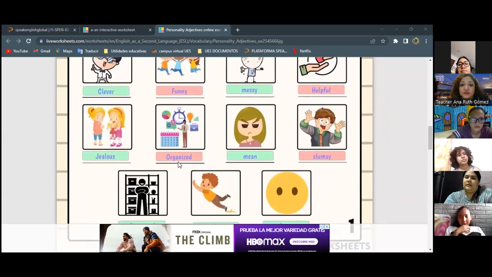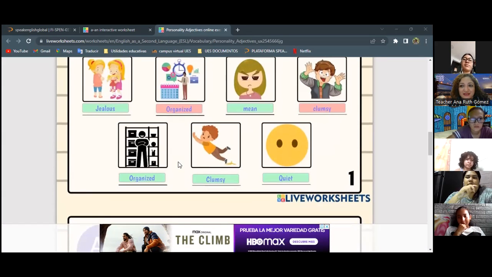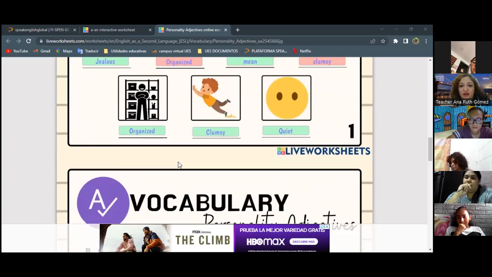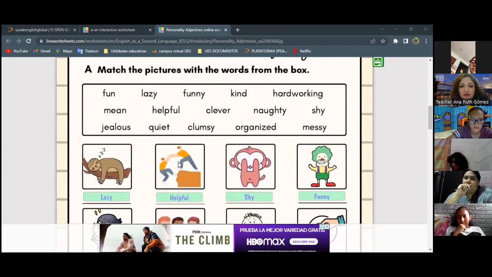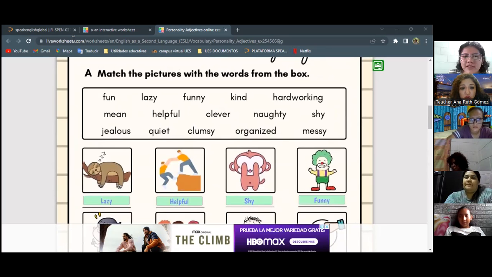So you didn't have to repeat adjectives. But because pay attention, let me see. Show me the answers. Show me the vocabulary. No, el otro, el de arriba. The vocabulary. Ajá, les faltó usar, for example, let me see. Fun. Nice. Hardworking. Ajá, so you were missing some answers.